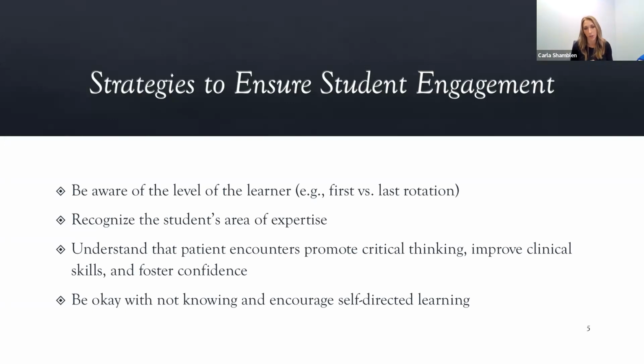So encouraging self-directed learning, letting them go and do the research and then come back to you and talk about what they found, and have a discourse or discussion about that topic or about that question that they initially had. And then there's opportunity for you to include some of your clinical expertise in that, and also just, I think, for you to learn as a provider, which is always important.